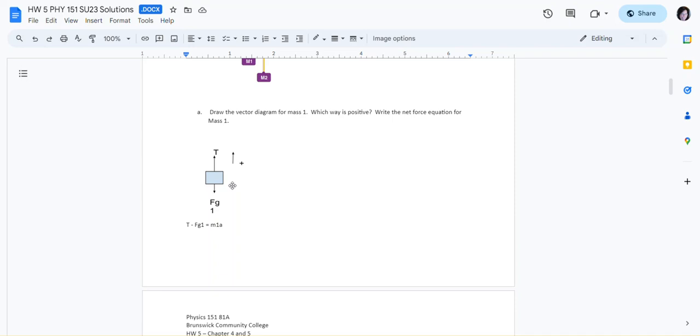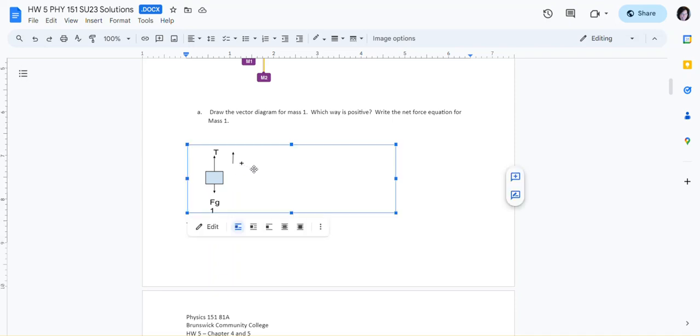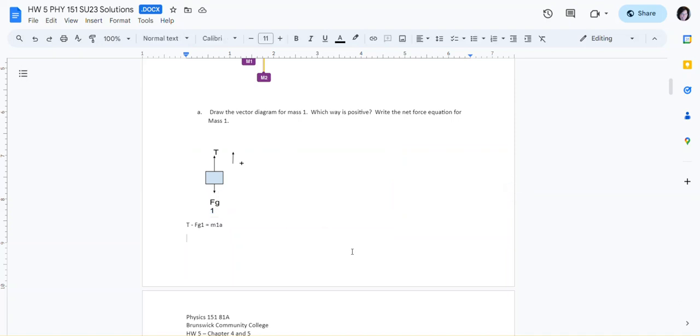So here we go. For the first one, you have mass 1, which is lighter, less than mass 2. So mass 1 is going to go up. And with these two mass systems, you have to identify the positive direction, which is the direction that it's moving. So I show you that positive is up and that T is pulling it up and FG1, the weight of mass 1, is pulling down on it.